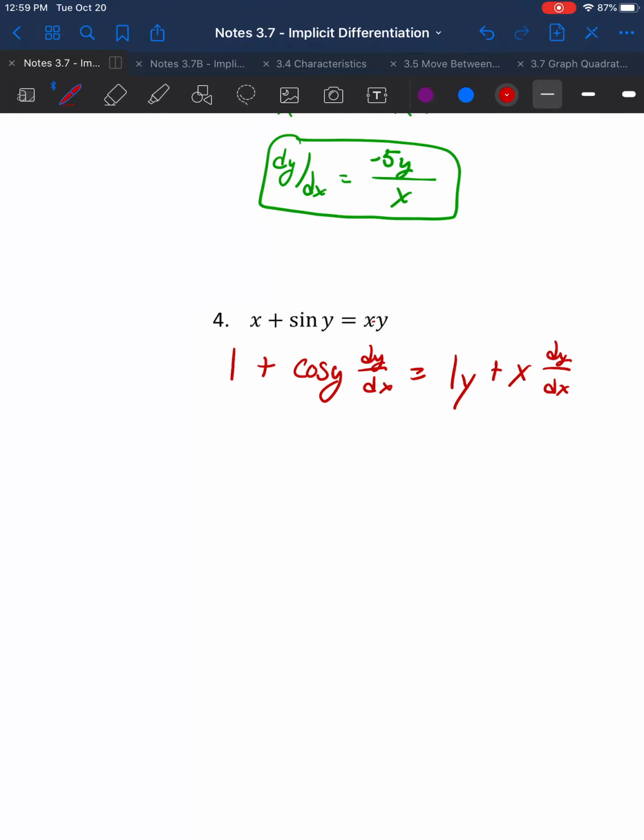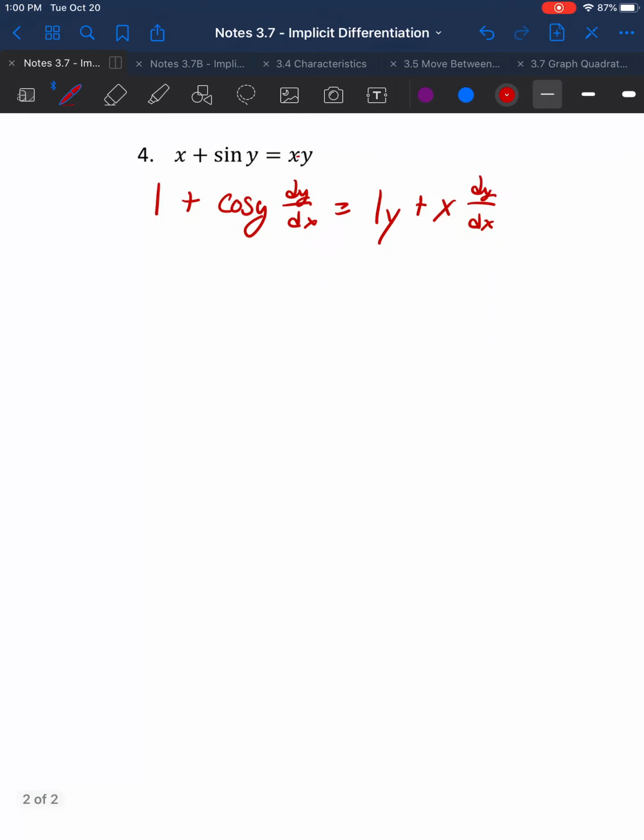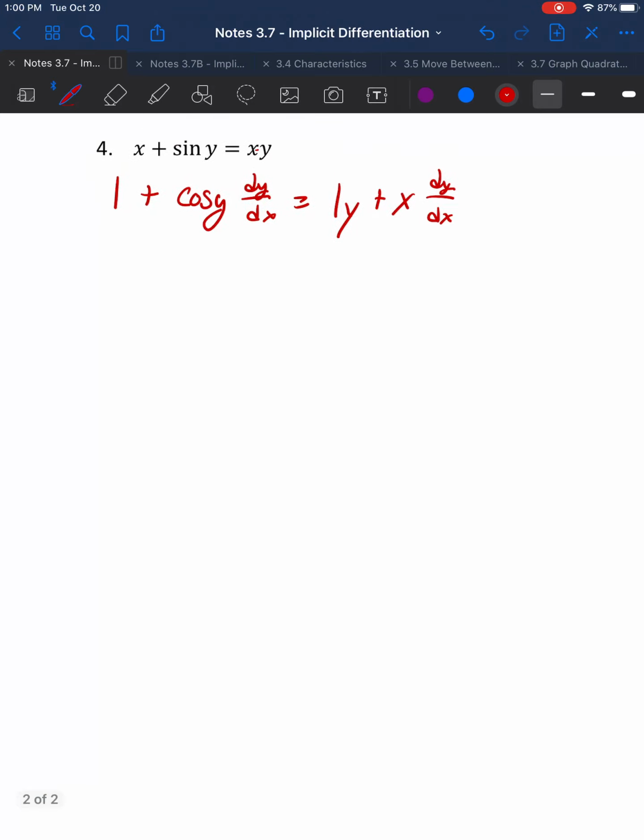Derivative of x is 1 plus the derivative of sine is cosine, but it's a y, so I have to include dy dx, equals, oh, got a product, derivative of the first, keep the second, keep the first, derivative of the second. Now, I have multiple dy dx's, but they're on opposite sides of the equation. So I need to get all the dy dx's to one side, everything else to the other.